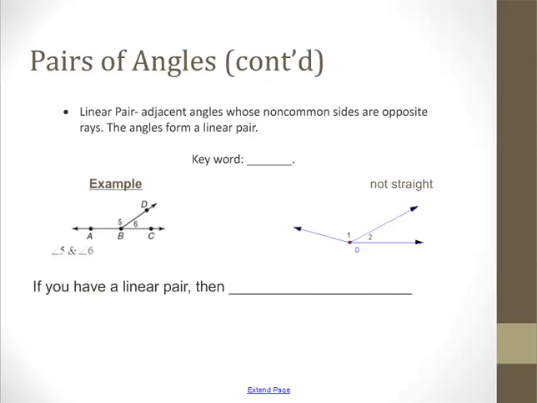Alright, linear pairs. They're adjacent angles whose non-common sides are opposite rays. Essentially meaning makes a straight line. Keyword, 180 degrees. Angles 5 and 6 over here on the left are a linear pair because they form this straight line. Over here, this line's not a straight line. Since it's not a straight line, not a linear pair. If you have a linear pair, then the 2 angles are supplementary.